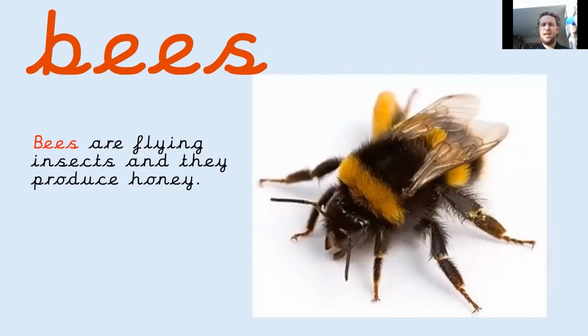Fantastic. Next one. This is a bee. Bees are flying insects and they produce honey. We get our honey from bees.